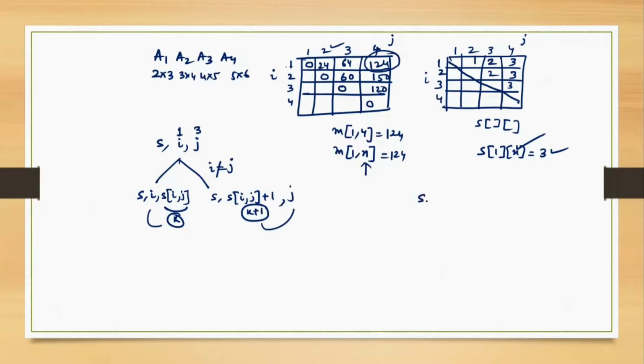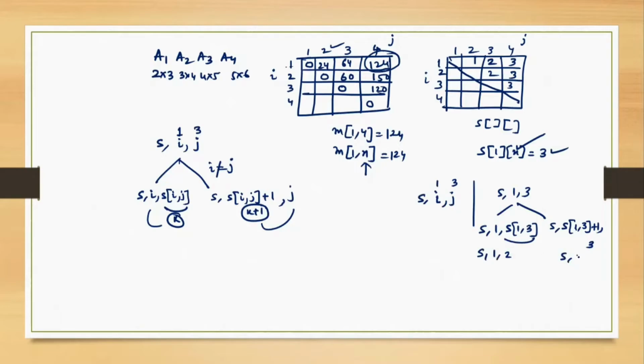So now let us make the parenthesis (i, j). Here i is 1, j is 3. So s of 1 3. We are getting the first call s comma 1 comma s of 1 3, and the second call is s of 1 3 plus 1 comma j, that is 3. So what is the value of s of 1 3? S of 1 3 is nothing but 2. So it is actually s comma 1 comma 2, and s comma 3 comma 3.